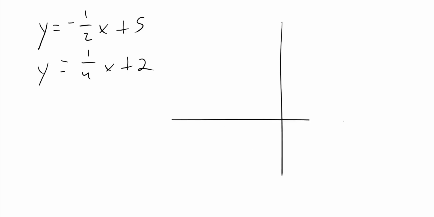y is equal to negative 1/2 x plus 5, and y equals 1/4 x plus 2. Okay, so go ahead and graph that. First one is up 5. Plot the point, and it's down 1 over 1, right? So, or down 1 over 2, sorry. Down 1 and over 2. Let's do that a few times. So down 1 over 2.